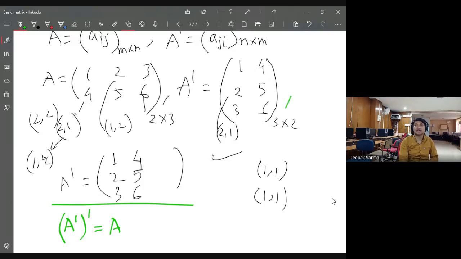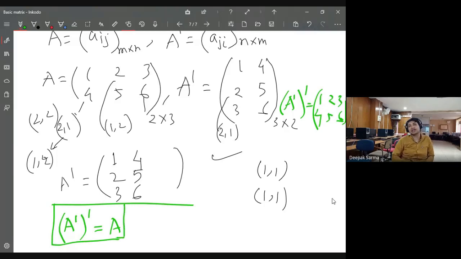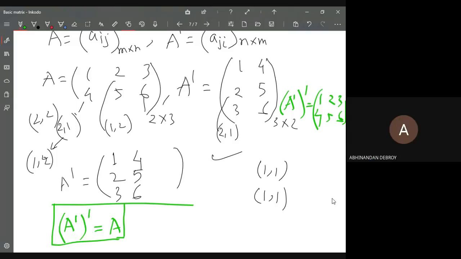So if I take A transpose as this matrix, and I take the transpose again, then 1 4 is the first row, it will become the first column, and 2 5 is the second row, it will become the second column, and so on. So here 3 6. So it gives again the same matrix. This is the important result: if I take the transpose of the transpose, it gives the same matrix. Any confusion? No, sir.